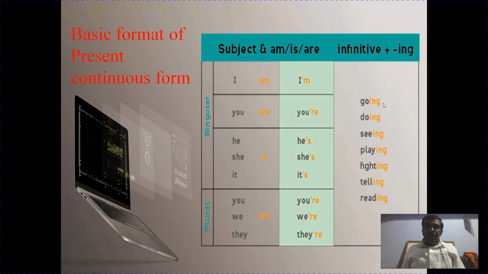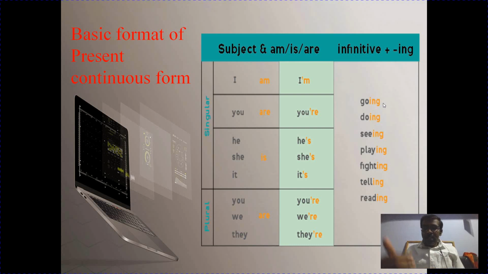He, she, it is the third person singular subject. He is playing, she is playing, and it is fighting. So this format is different when we compare it with I and you, for I am and you are. This is the basic format that we are to learn carefully.